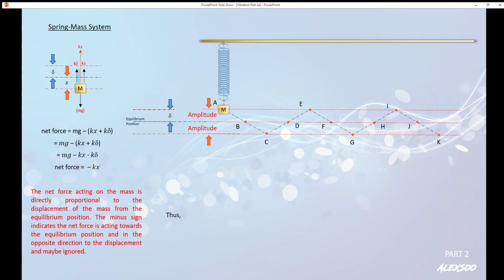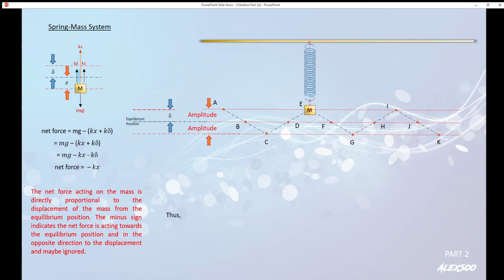So from point A, it oscillates to point B. Actually, we are referring to the same position here. Point B, then further extends to C. When it is at position C, the upward force is greater, so it pulls the mass back to point D and then to E.